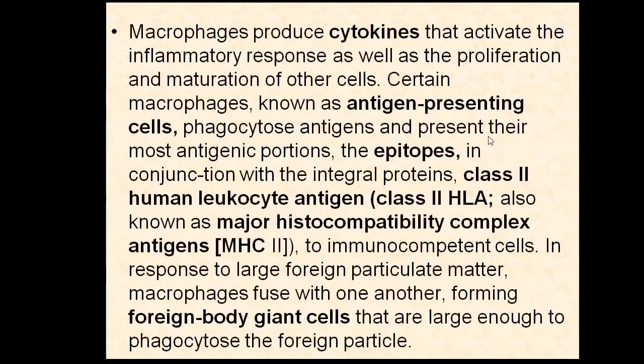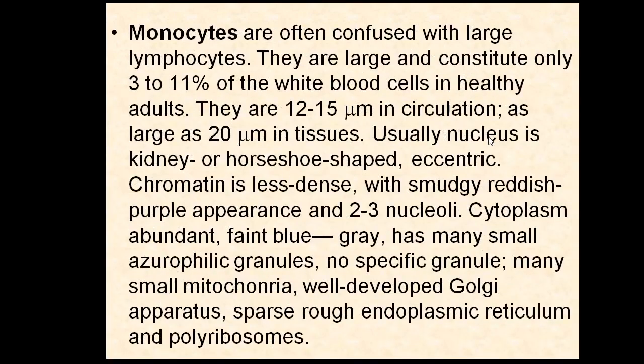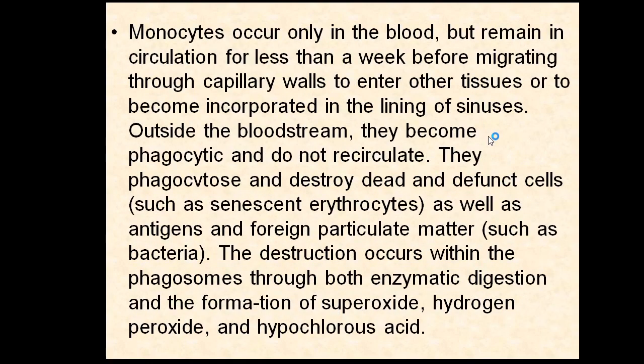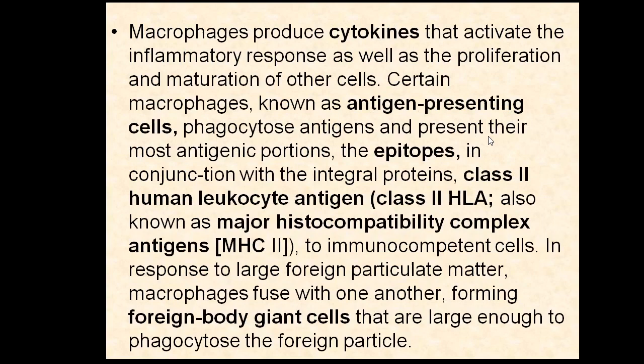Monocytes live in the peripheral blood only 6 to 8 hours. Then they leave the bloodstream and go to the tissues around the blood vessels, connective tissue, muscle tissue, or nerve tissue, and transform into macrophages. You see macrophages.